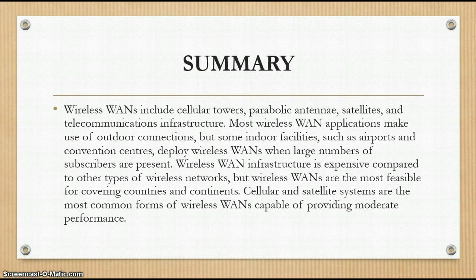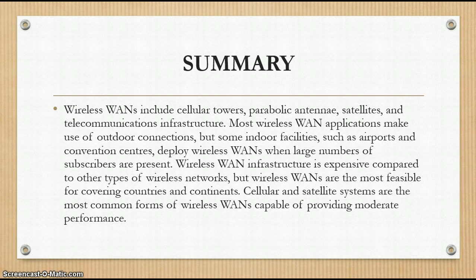For the summary in this chapter, wireless WAN includes cellular towers, parabolic antennas, satellites, and telecommunication infrastructure. Most wireless WAN applications make use of outdoor connection, but some indoor facilities such as airports and convention centers deploy wireless WAN when a large number of subscribers are present.